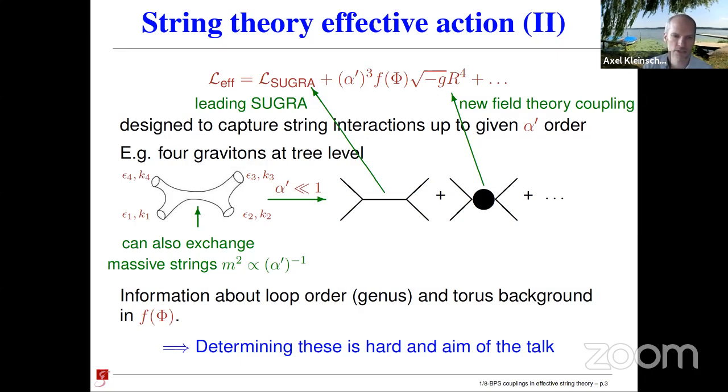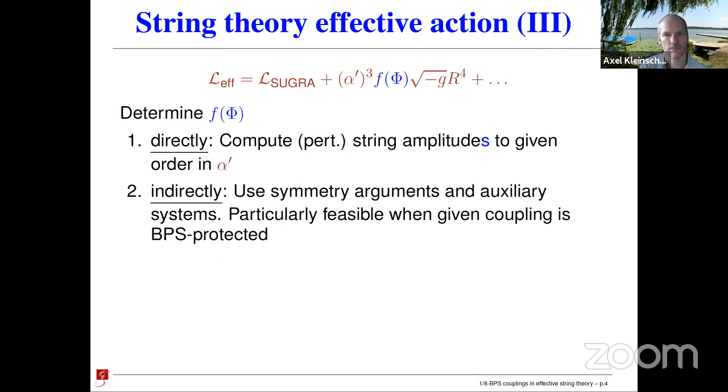So it's in general very hard to determine these coefficient functions of the moduli, f of phi. And this is where all the information about the string loop order and the background that you're actually doing the string calculation on is sitting. So this is hard to fix, and this is what I will talk about, how to fix some of these. And of course, I will make some references because this is an old topic as I go along.